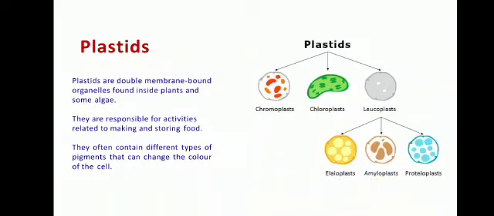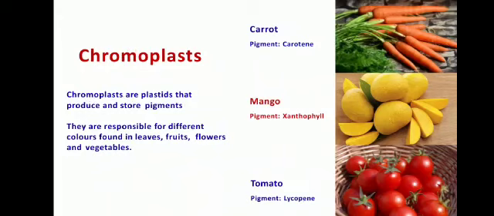Chromoplasts have different colors, and chloroplasts have only green color. Leucoplasts don't have any color. Leucoplasts are of the elaioplast, amyloplast as well as proteinoplast types. Chromoplasts are the plastids that produce and store the pigments. They are responsible for the different colors found in the leaves, fruits, flowers as well as vegetables.